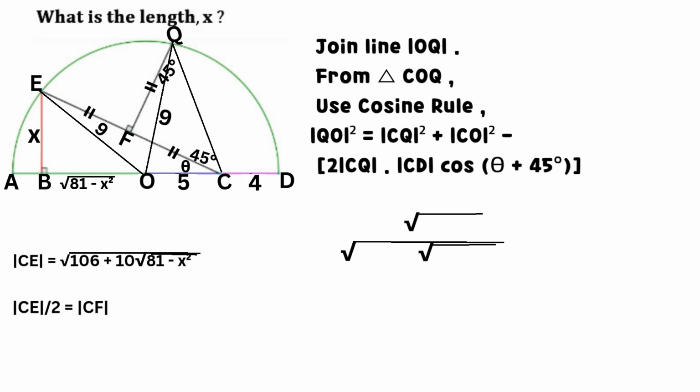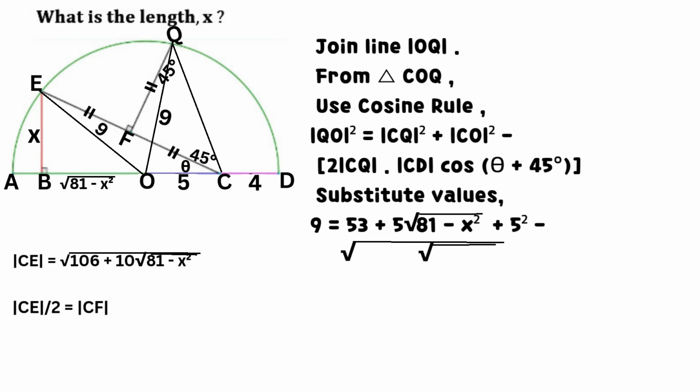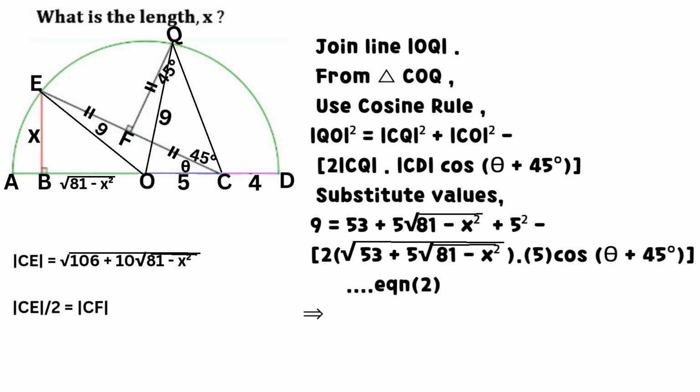Join line OQ. From triangle COQ, use the cosine rule. The square of line QO equals the sum of the square of line CQ and the square of line CO minus 2 times the product of line CQ and line CD times cosine of theta plus 45 degrees. Substitute values. We obtain a new equation as shown on the screen. We call it equation 2.